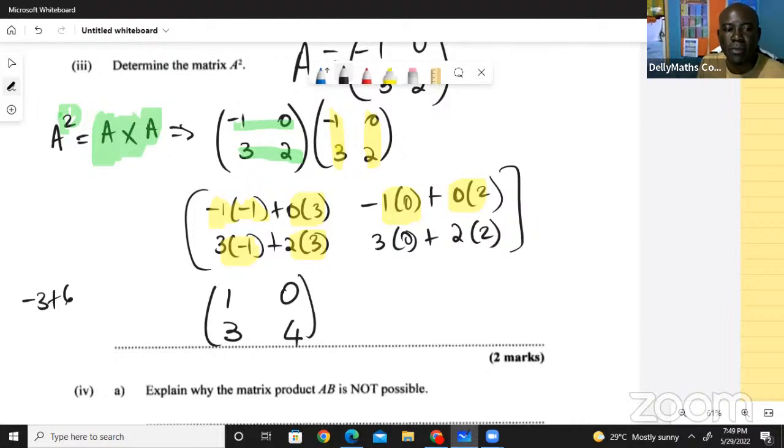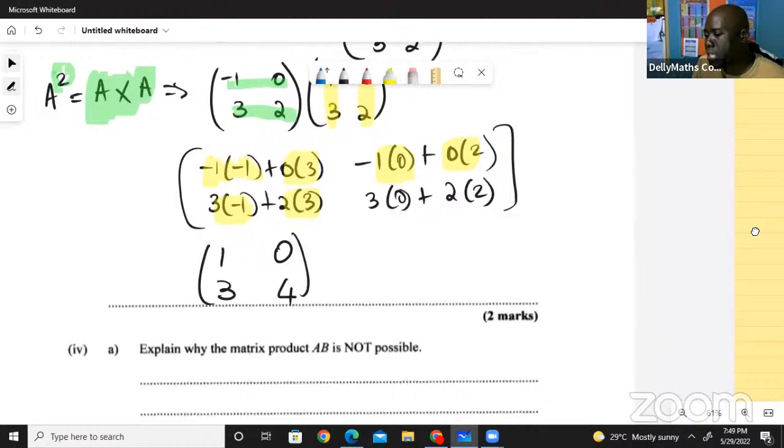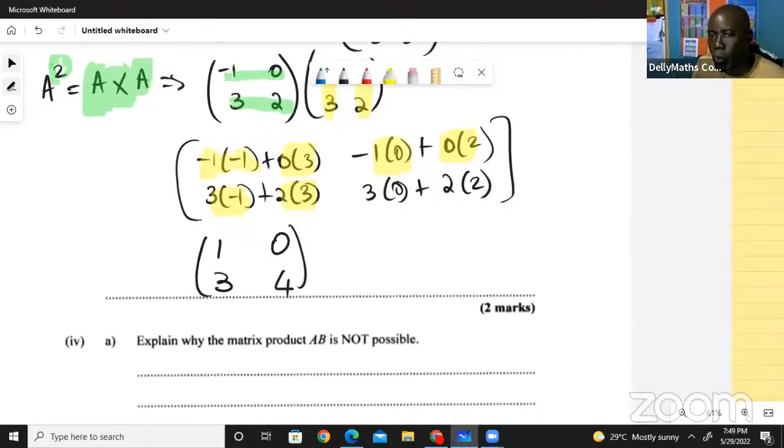There it is. So don't think that you could just square them and it works. It's not the same. Even if one thing is off, it is off. So we're expecting you to multiply a matrix by itself if you're asked to square it.